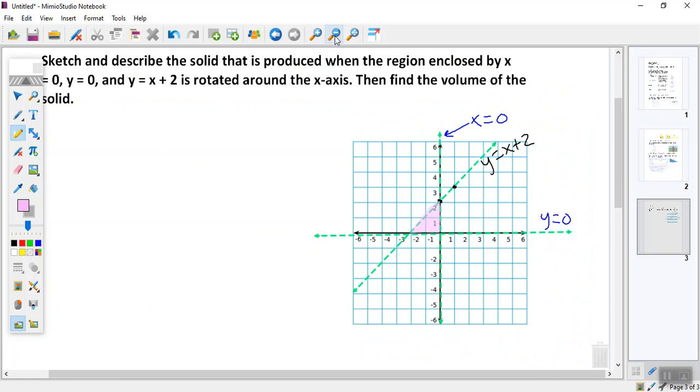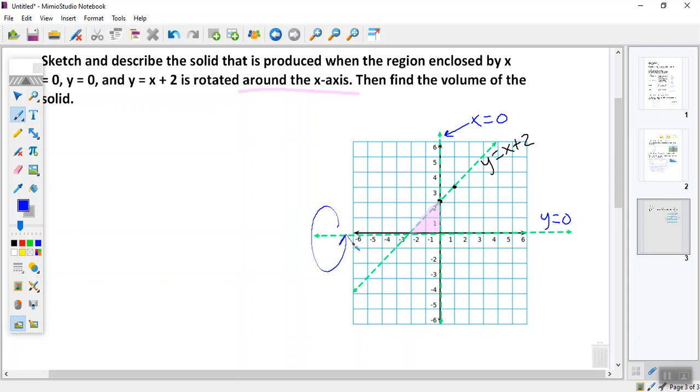Now again, if graphing's a little rusty, jump into decimals, just confirm some of your lines. So it says right here, after I've done this, find the volume of the solid after we rotate it around which axis, kids? The x-axis. So there's going to be rotation that takes place moving around the x-axis like so.